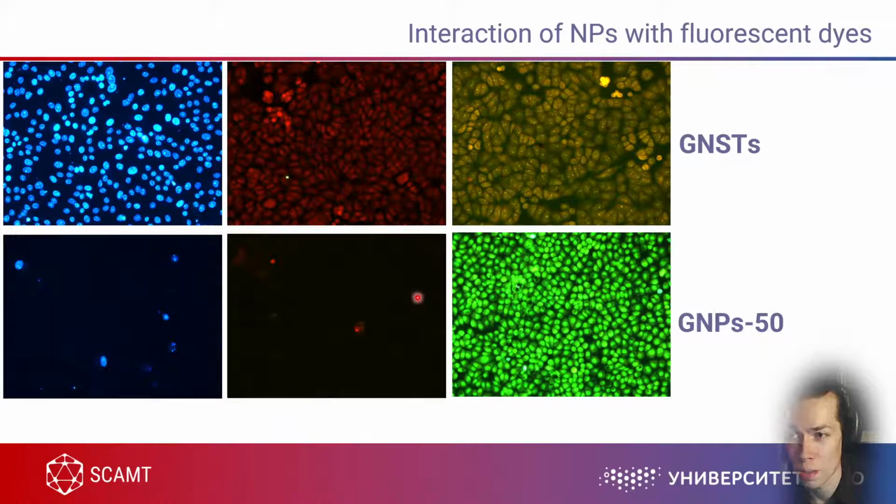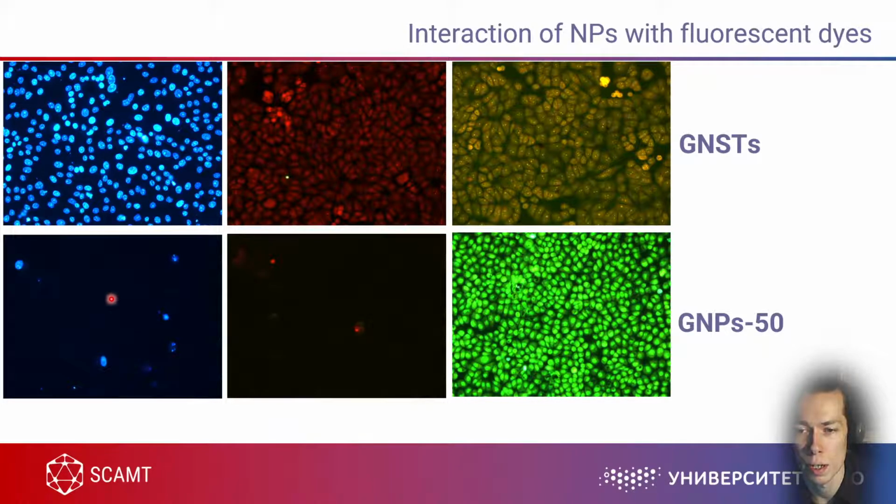So, two types of nanoparticles. It's gold nanostars and gold nanospheres with a size of 50 nanometers, and the size of the nanostars is also about 50 nanometers. What's so special about the staining? Here is a DAPI staining for the nucleus, a propidium iodide staining for dead cells, and this is acridine orange staining, just to stain DNA also.